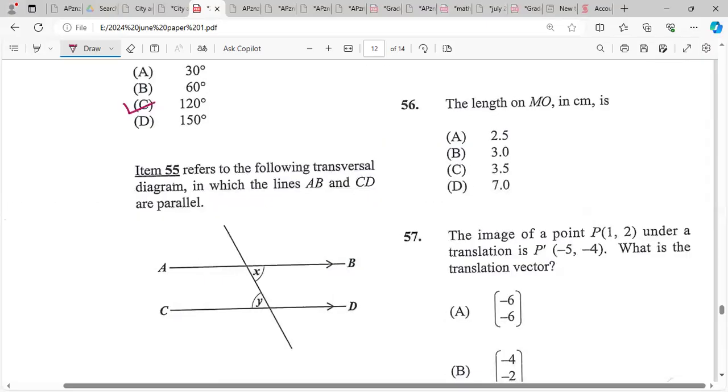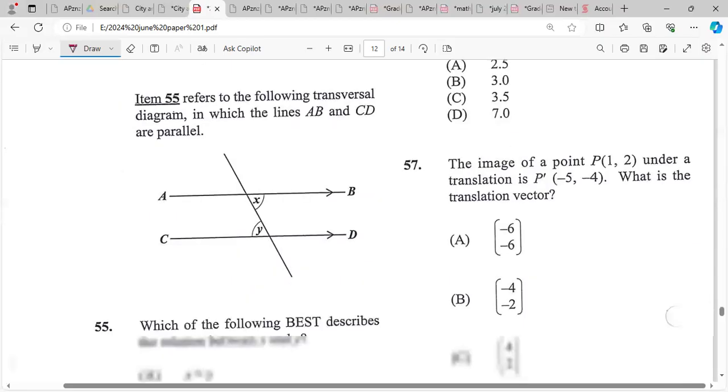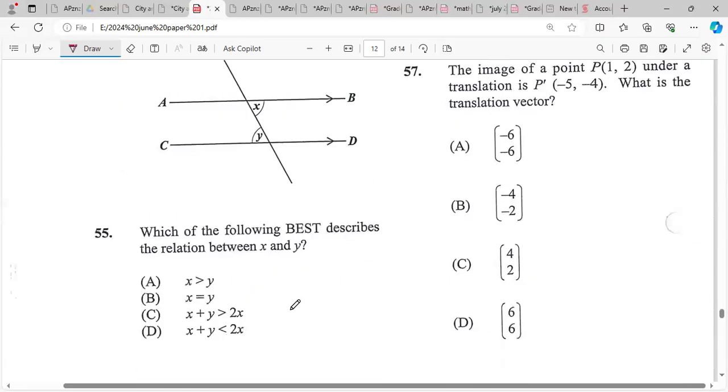Identify the transformational diagram in which line AB and CD are parallel. What's the value of x and y? They are equal. Z angles, alternate angles. Let's move on to 56.